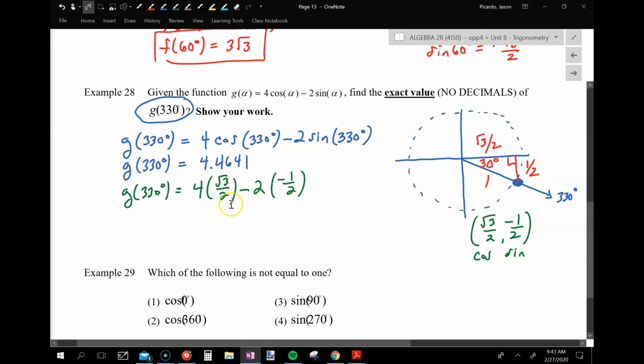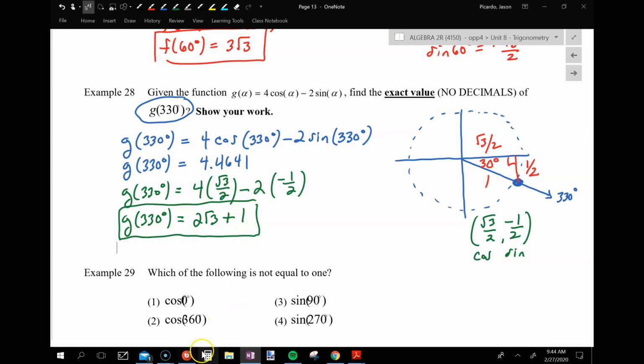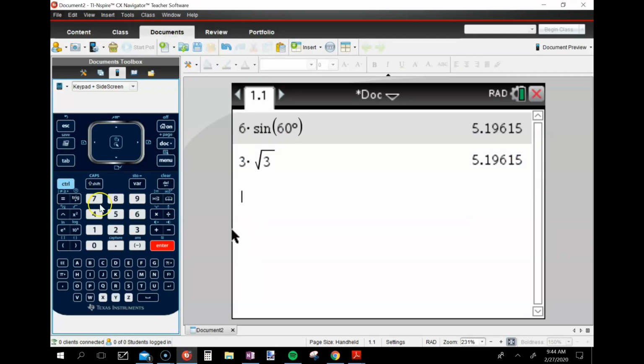What do I get here, guys? How many times does 2 go into 4? Twice. So this is 2 radical 3. And the 2 negatives here make a positive, right? And what is half of 2? 1. So I got 2 radical 3 plus 1, right? Hopefully that's our answer.